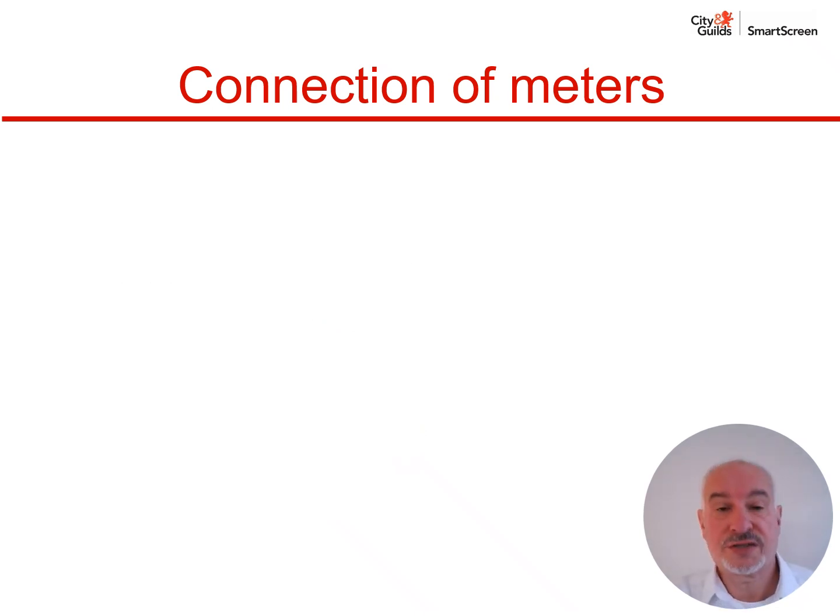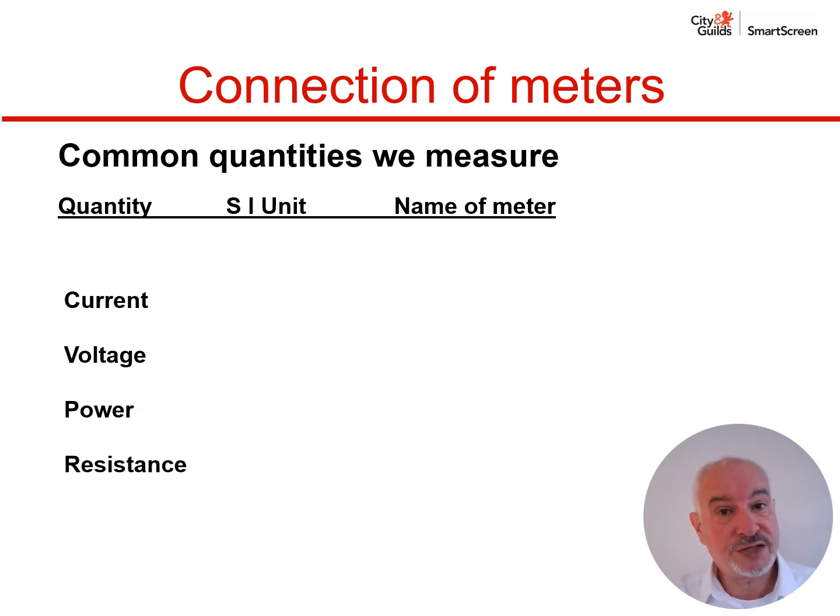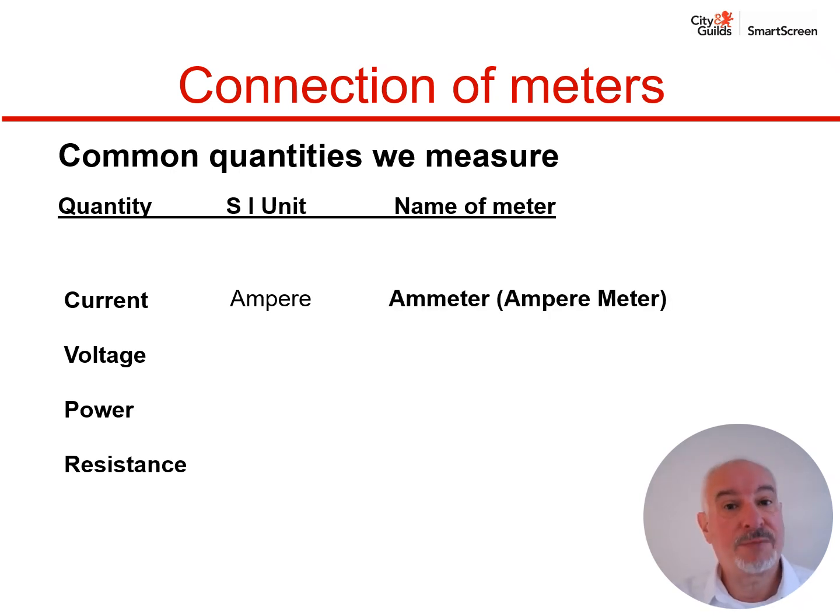Let's take a look at some of the things that we measure and the names of the meters that we use to measure them. So we measure current, we can also measure voltage, we can measure power, we can measure resistance. Now regarding current, the SI unit of current is the ampere, so that's what it's measured in, but the name of the meter that's used to measure that current is the ammeter.